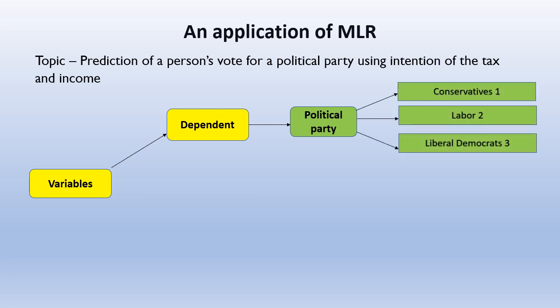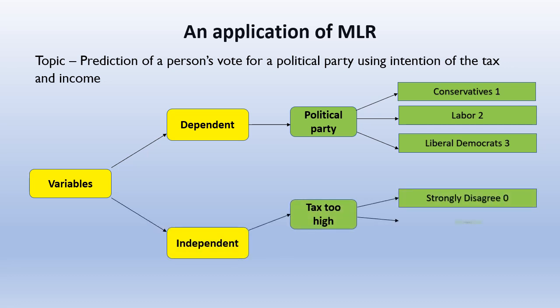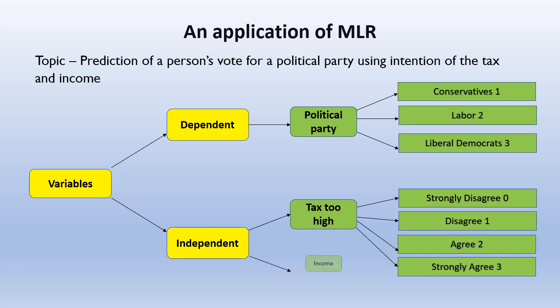The dependent variable of the study is political party, and it is a categorical variable with three categories, namely Conservative, Labour, and Liberal Democrats. The independent variables of the study are "tax is too high," which was assessed using a Likert scale, and the other variable is income, which is a continuous variable.